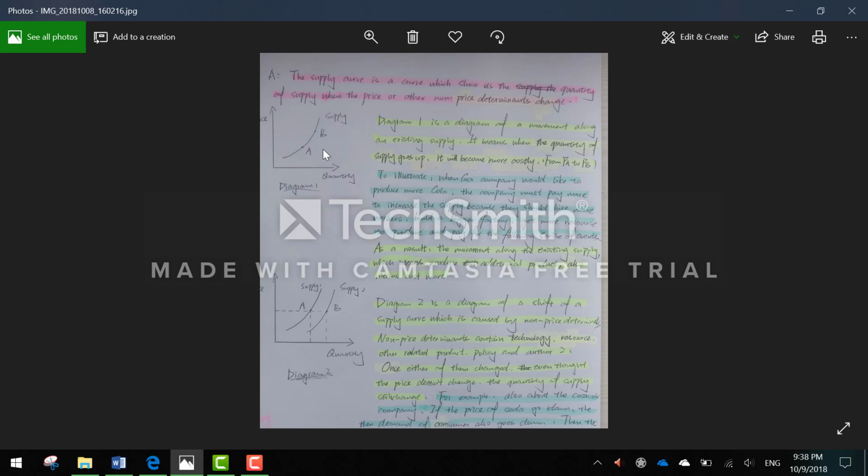Now at first I didn't understand that, but if you read the green part, I think it will make sense. Also, we notice in parentheses, she says from point A to point B. It's good to reference your diagrams. So the green part provides some clarification for this term costly. She says to illustrate, when Coca-Cola Company would like to produce more cola, the company must pay more to increase the supply because they should hire more workers or build a bigger factory or get more resources to produce the product. I actually think that's correct and a good answer.